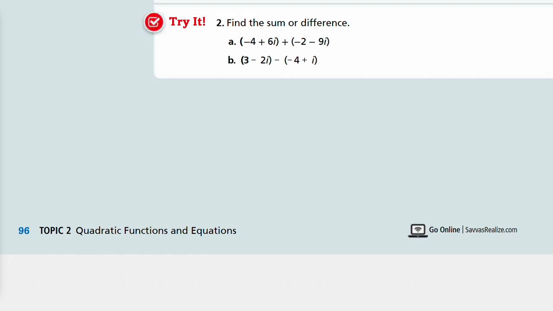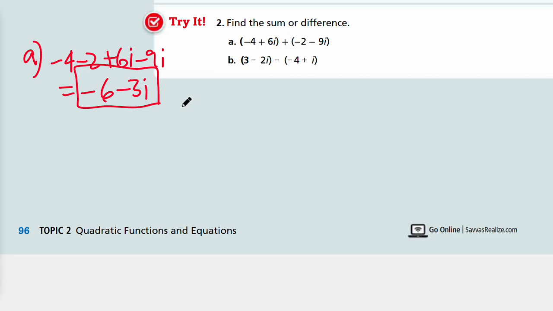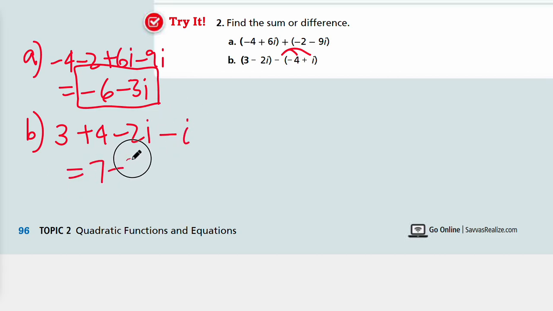Okay, are you ready? So part A, you're going to add the like terms. So -4 minus 2 plus 6i minus 9i should give you -6 minus 3i. Part B, you're also going to group them, but remember the distributive property. 3 plus 4 minus 2i minus i will give you 7 minus 3i. That's it. Wasn't that easy?